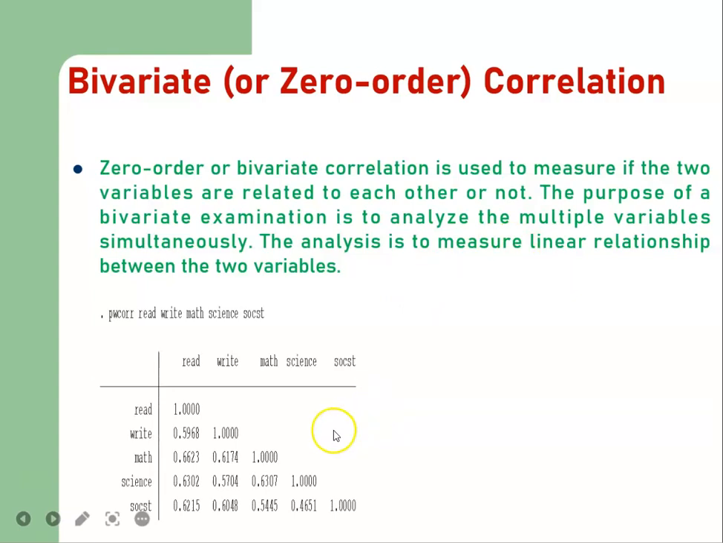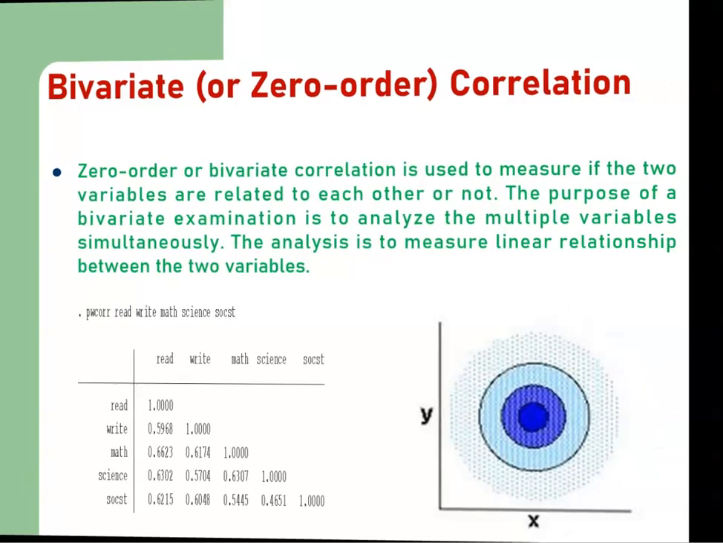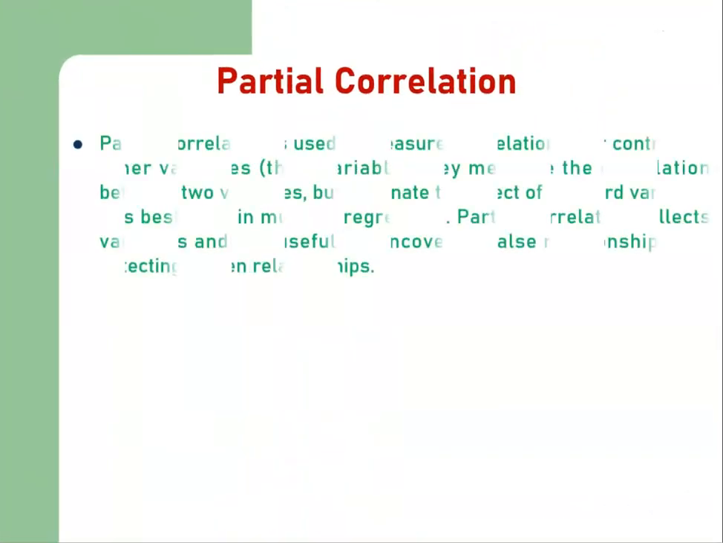Here is an example from STATA, and these various values below the principal diagonal show the bivariate or zero order correlations between various pairs of different variables. I'll explain these later. Let me also define partial correlation.